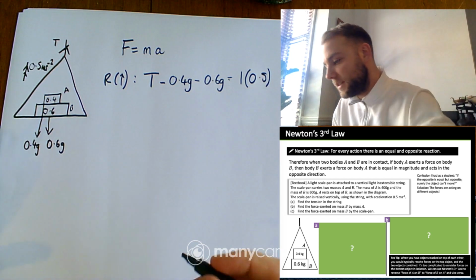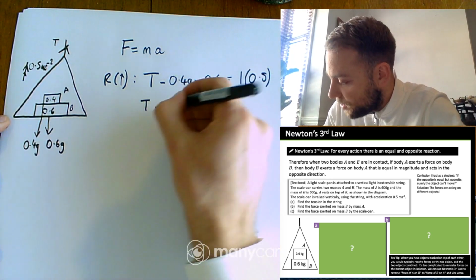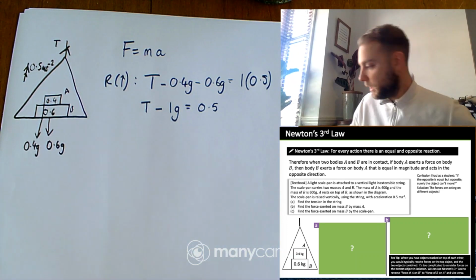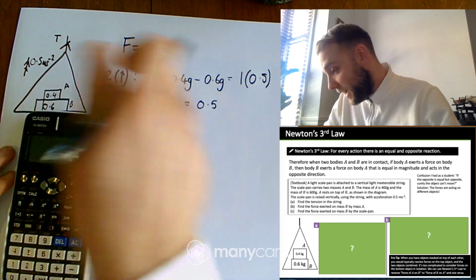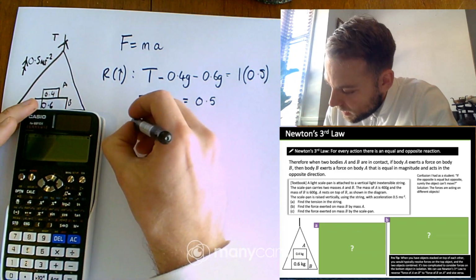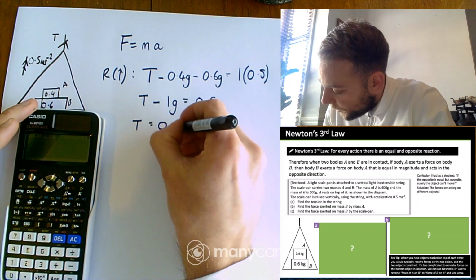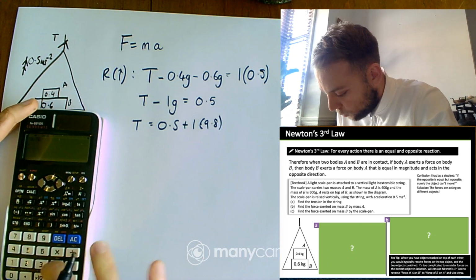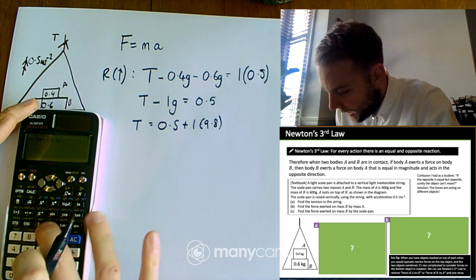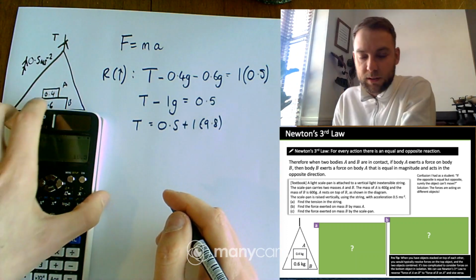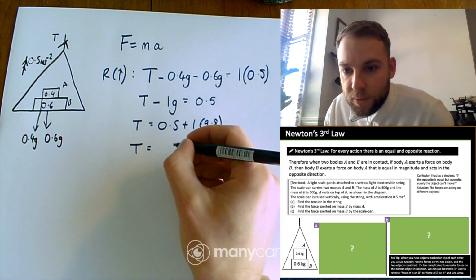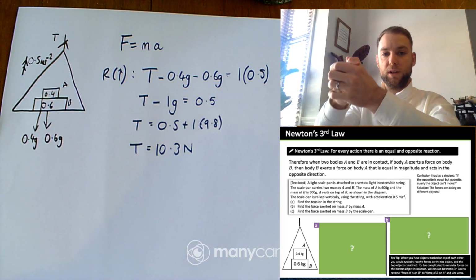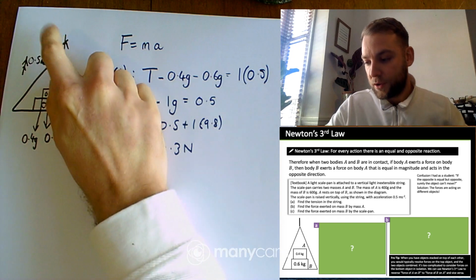So let's start trying to solve this. We've got T minus 1G is equal to 1 times 0.5, which is equal to 0.5. So now let's take all of this over. So T is equal to 0.5 plus 1 times by 9.8, which is equal to 10.3. Remember that we are doing all of this to 3 significant figures, or 2 significant figures, it does sound different, but we'll do it to 3, which is 10.3 newtons. So that means there's 10.3 newtons pulling this up. That's what this tension is.